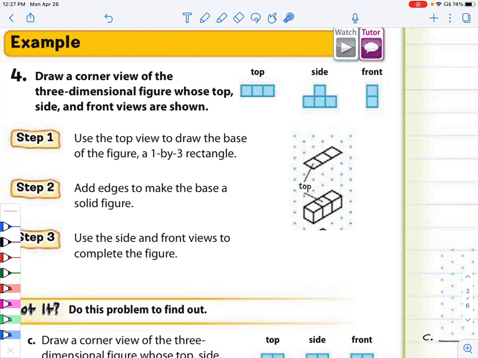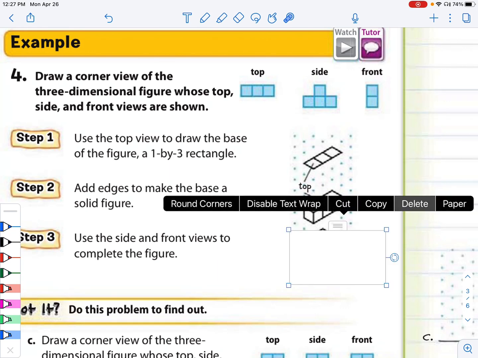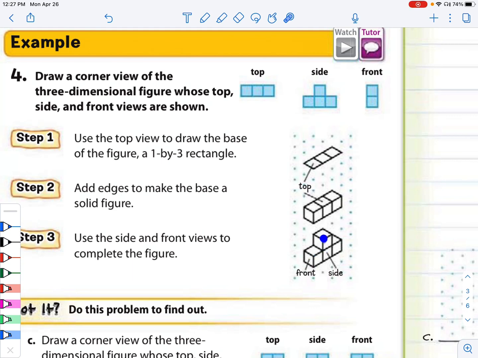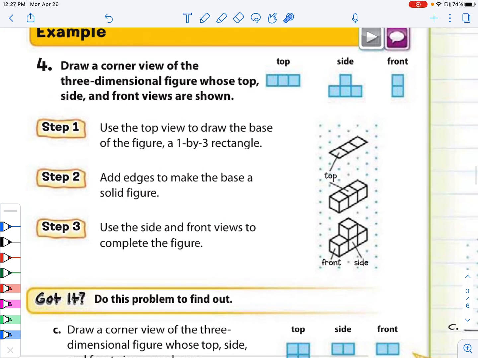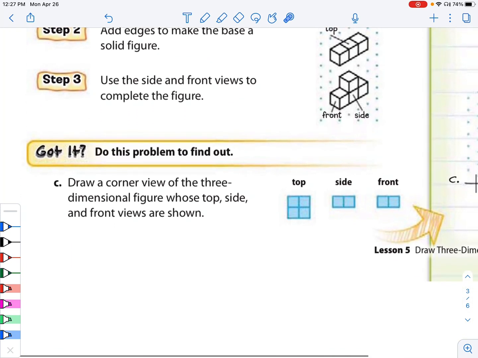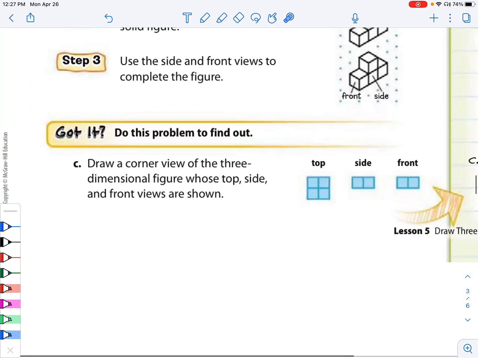The side view will have one unit sticking up there. That means it goes up here. And the front view will have 2 units. So if you do that, it will look something like this. This is our side view. And if you look at the front, you can only see these 2 squares, and that's our front view. Takes a little bit of imagination there. Let's do a got it problem letter C, and let's see if you understand example number 4.